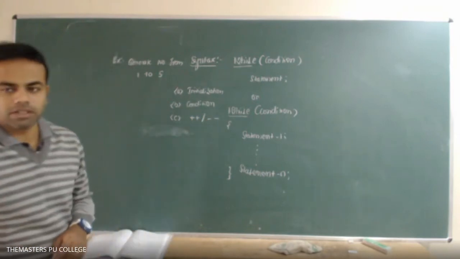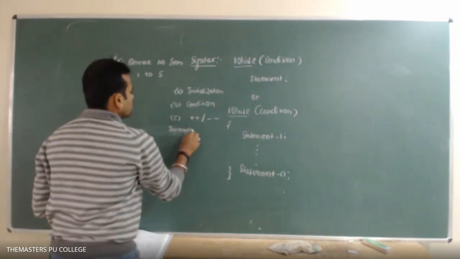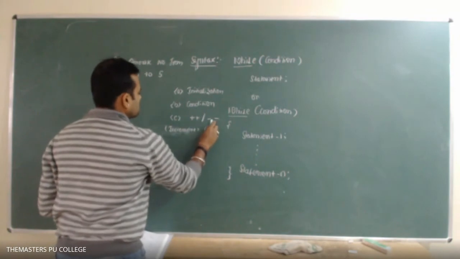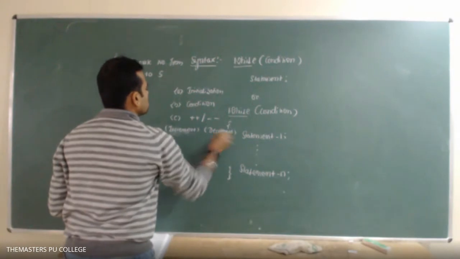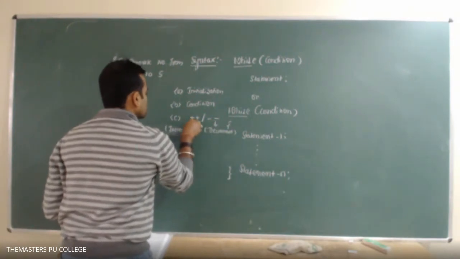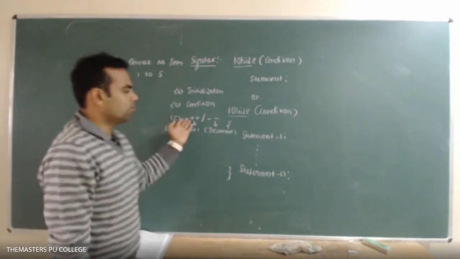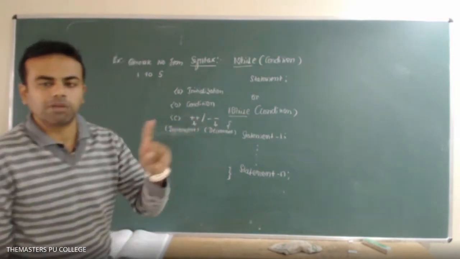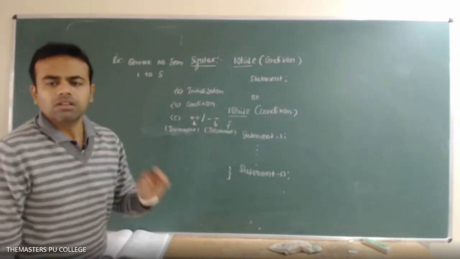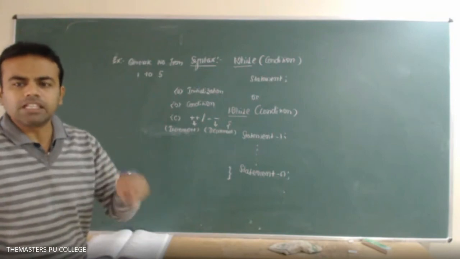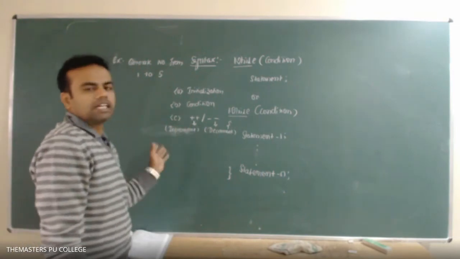Increment or decrement, I write. Okay, so plus plus indicates increment, minus minus indicates decrement. Incrementation is nothing but the variable value is increased by 1. Minus minus indicates that the variable value is decreased by 1. Okay, minus minus decrement, plus plus increment.